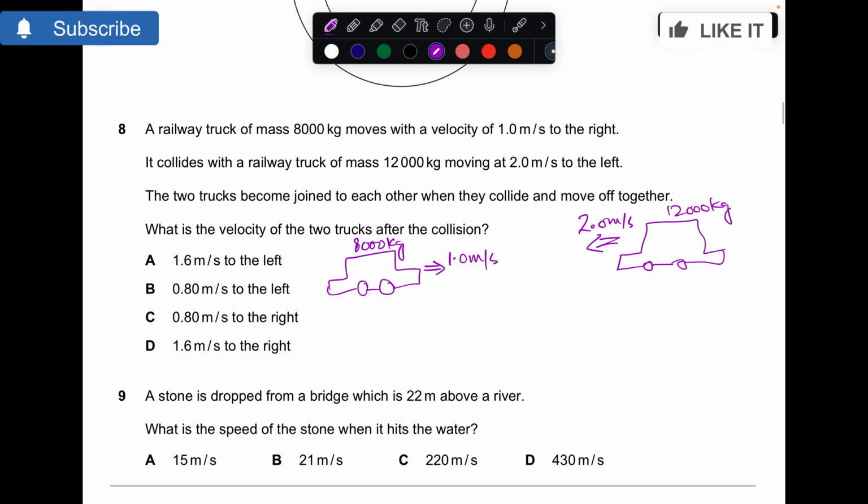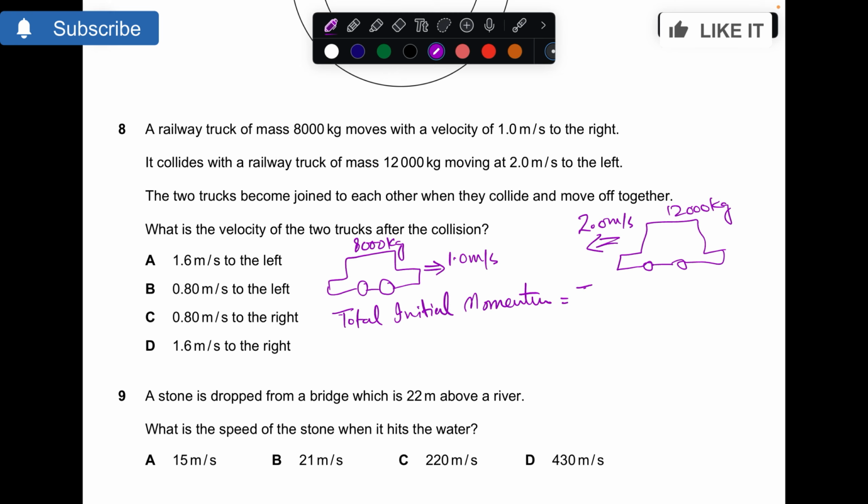Okay. So this is from the conservation of momentum. Total initial momentum should be equal to total final momentum. Initial momentum is m1 u1 plus m2 u2, that is equal to m1 v1 plus m2 v2. That is the final momentum.